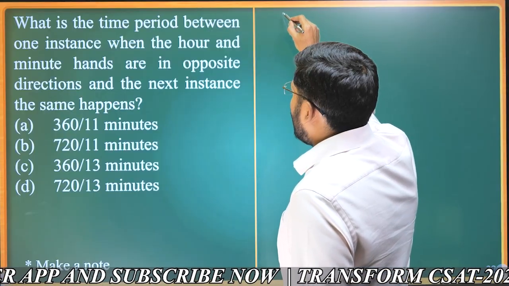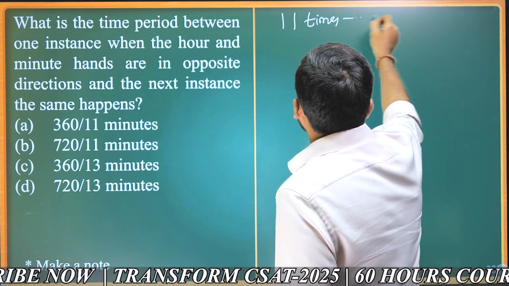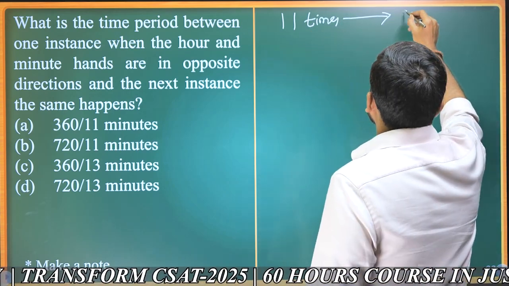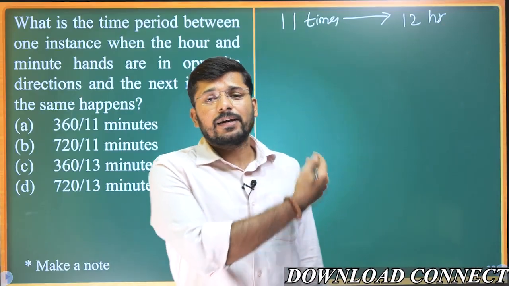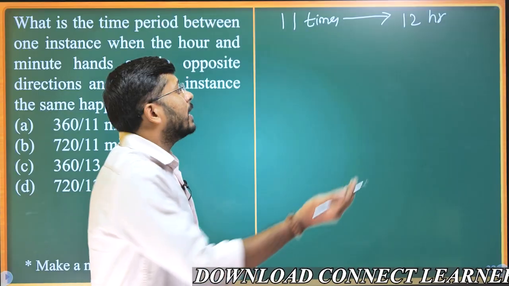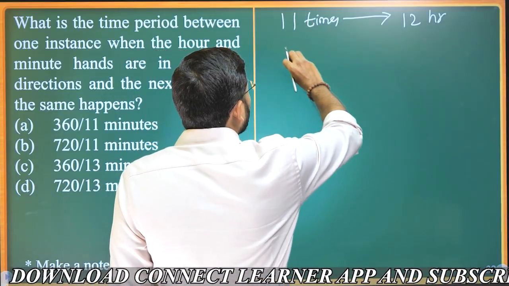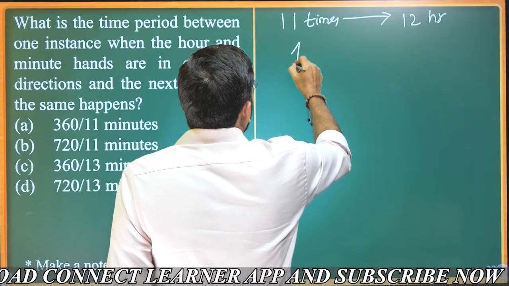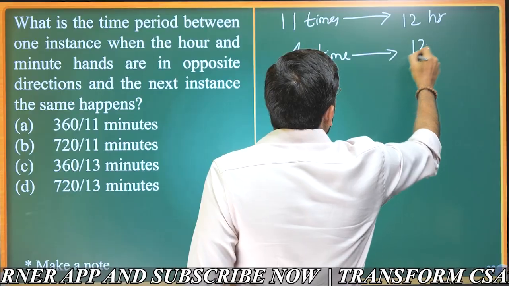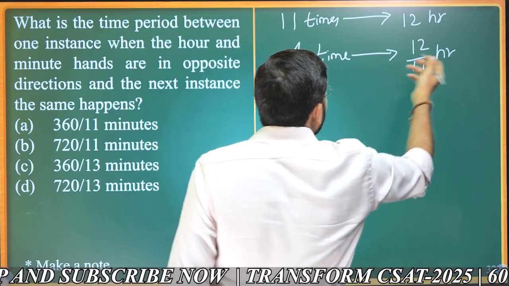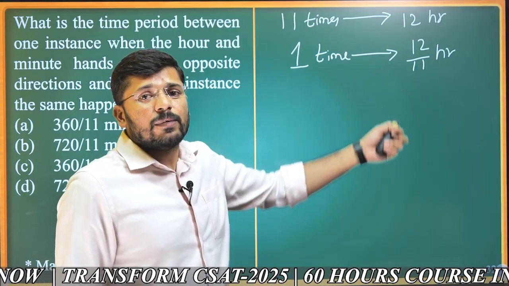So for 11 times, for them to be at opposite directions, they take how much time? They take 12 hours, right? For every 12 hours, they will be at opposite directions 11 times. Or in other words, for them to be at opposite directions 11 times, they take 12 hours. For one time for them to be at opposite directions, how much time will they take? They will take 12 by 11 hours. So this is the interval between every two such instances. So this is your answer, 12 by 11 hours.